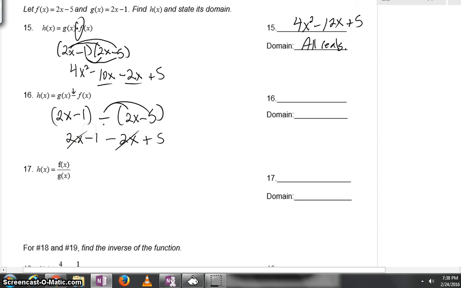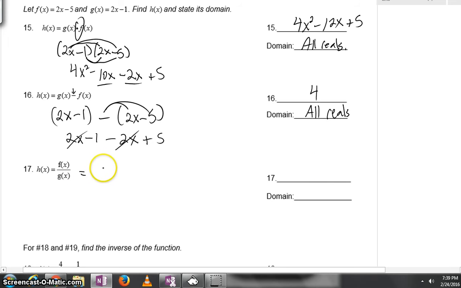Your like terms of 2x and negative 2x will cancel. Negative 1 plus 5 is simply a 4. Don't worry that there are no more x's remaining. With just having a final answer of 4, you know that your domain is all reals. I never see a division possibility to get a 0 in a denominator. You don't have any radicals to worry about negatives inside of radicals.